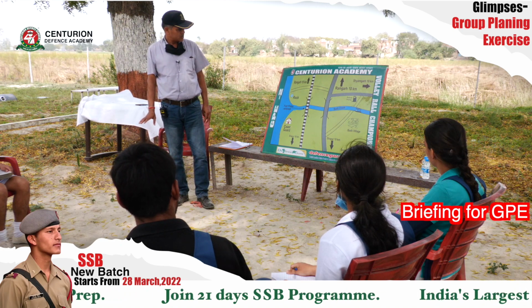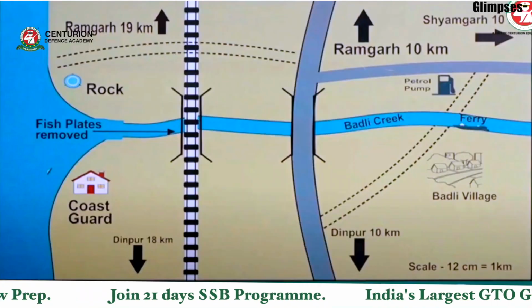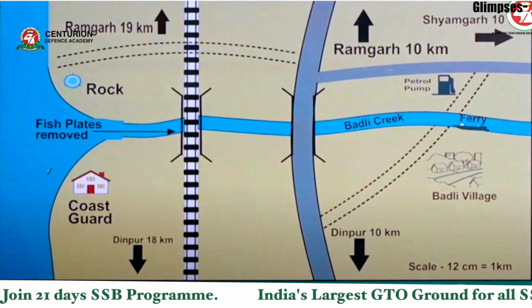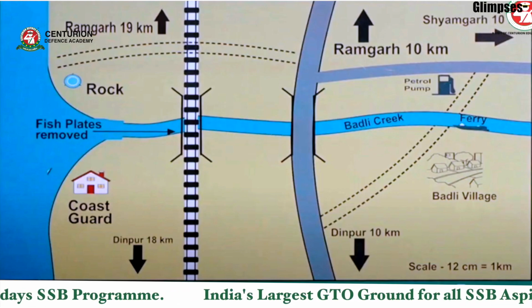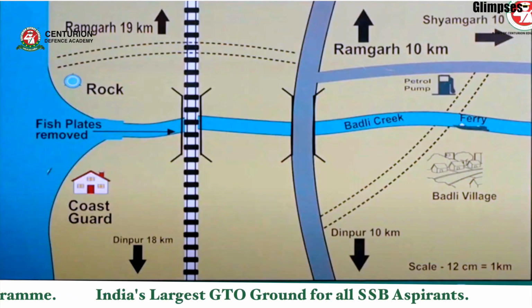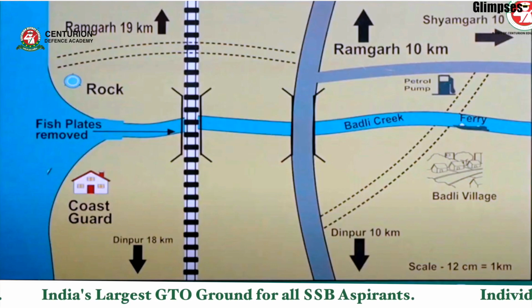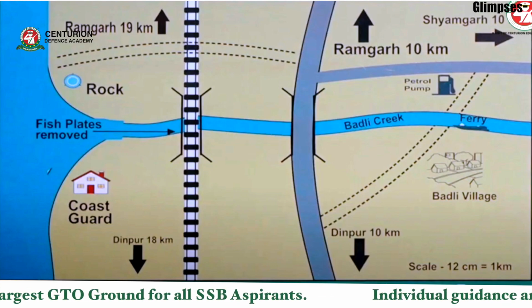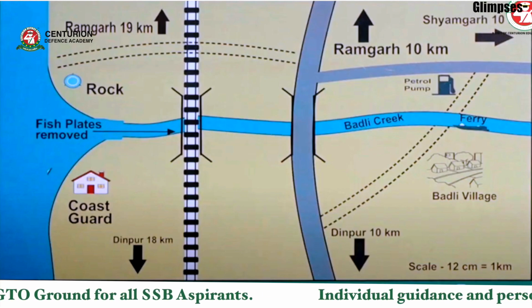Okay, so now let's start seeing this model. The model scale has been given over here at the bottom, which says 12 centimeter equal to 1 kilometer. That means 12 centimeter on this model anywhere equals a kilometer on the ground, just to give you an idea of the distance. Fine. Now let's come to the model proper.